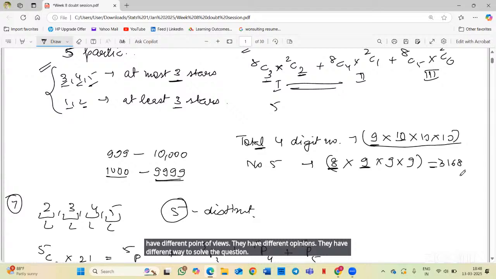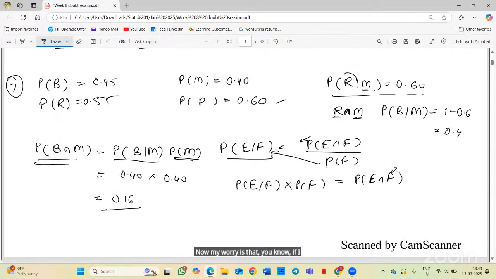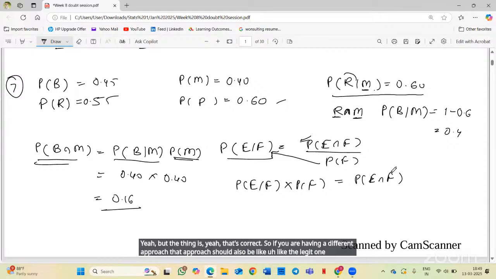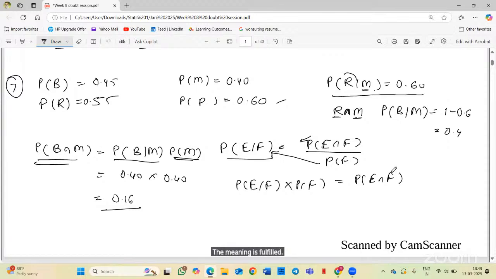Now, my worry is that if I use an approach other than the defined one, then I may lose the edge case. Yes, but if you have a different approach, that approach should also be the legit one, or you can say it should be the correct one. You are using all the values that are given in the question, so the meaning is fulfilled. That's the main thing.